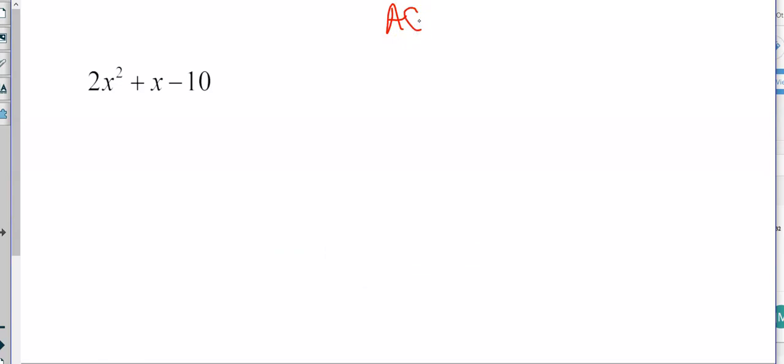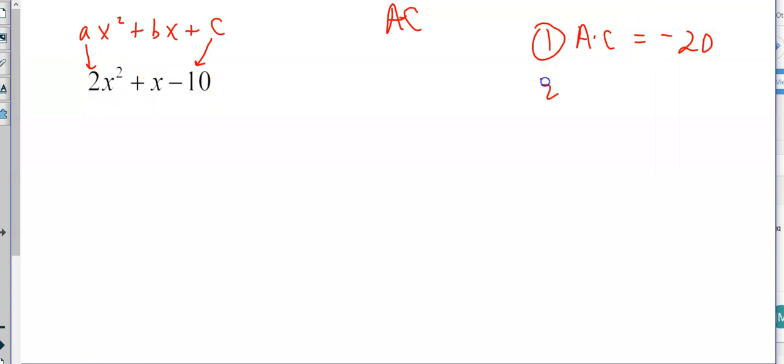The way the AC method works is based off of the quadratic formula, when you had ax squared plus bx plus c, where a is the coefficient of x squared and c is the constant at the end. When I say a times c, the first step is to do a times c, which in this case would be 2 times negative 10, which is negative 20. Second step, factor a times c.